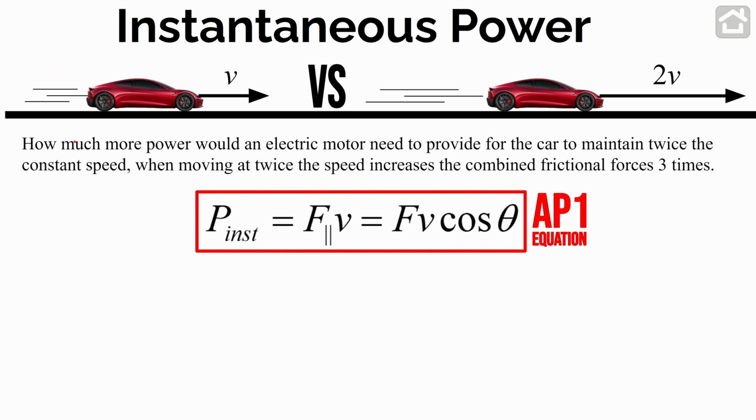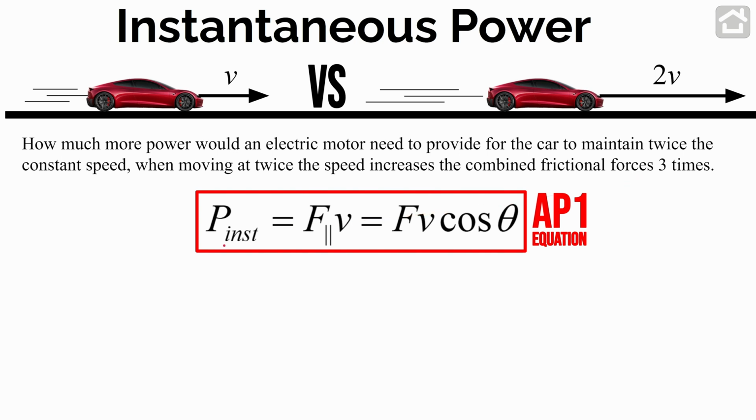So the question would read, how much more power would an electric motor need to provide for the car to maintain twice the constant speed? And let's assume that when moving at twice this constant speed, the combined frictional forces increase 3 times. The faster you go, the larger the resistive forces are. And let's just say if you're going twice the speed, there's 3 times the resistive forces.